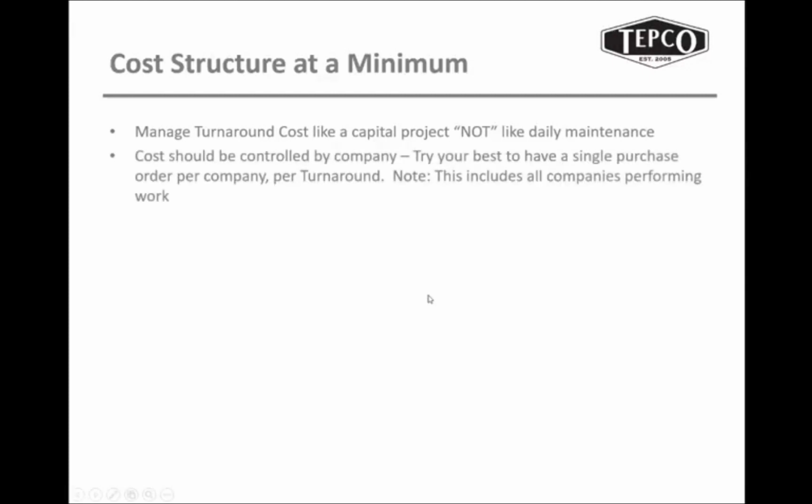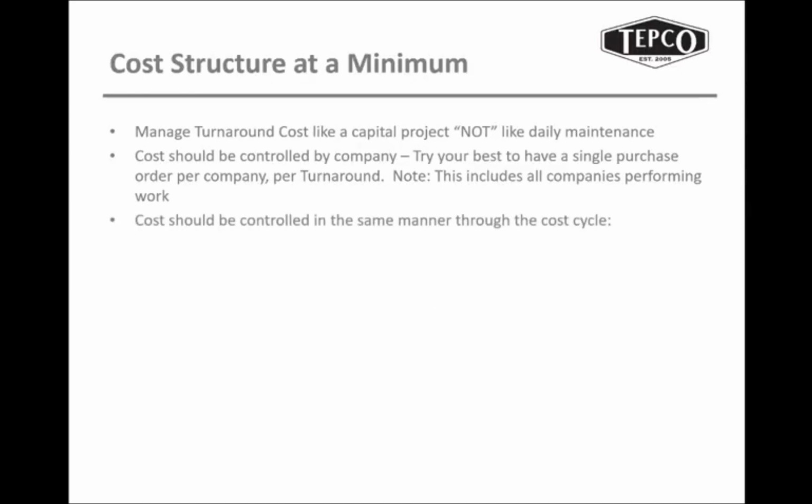Cost should be controlled by company. You should try your best to write a purchase order per company performing that work per turnaround. This includes all companies, and so if I have a resident contractor there on site going into the turnaround, I will write a purchase order for that particular company so I can control that type of work. I've put walls up. If you don't put the walls up and control that, it's free reign on what gets done or what doesn't get done, and how it gets done. So we control that with purchase orders.